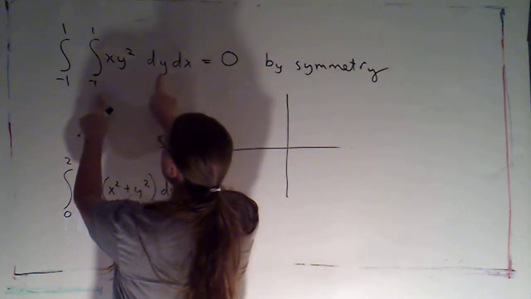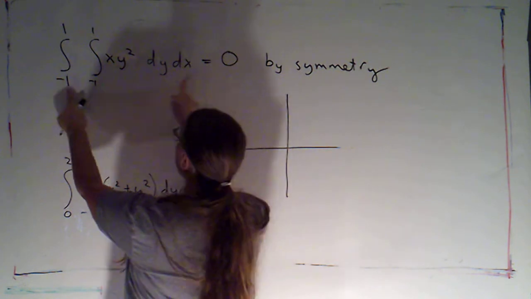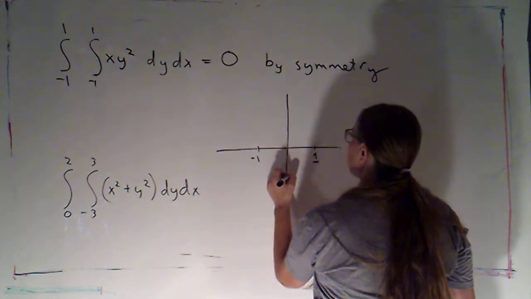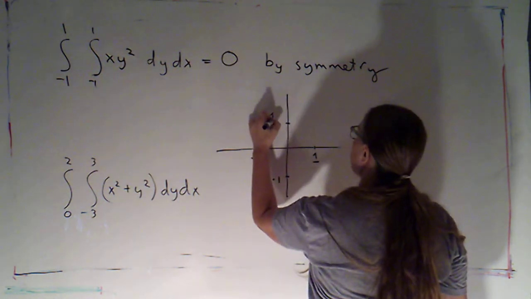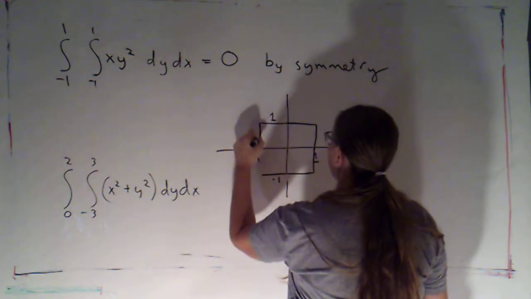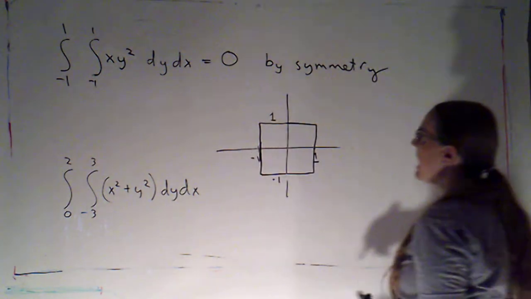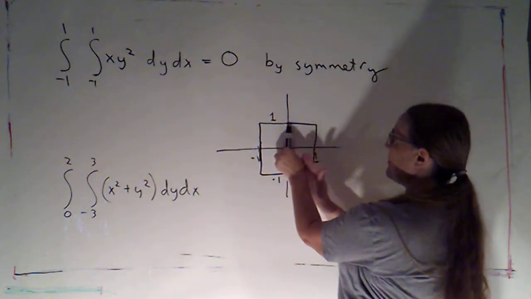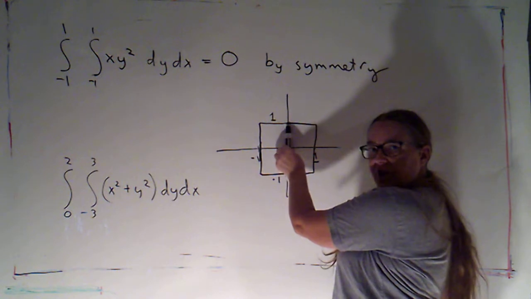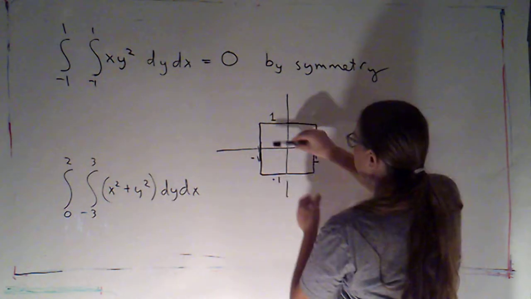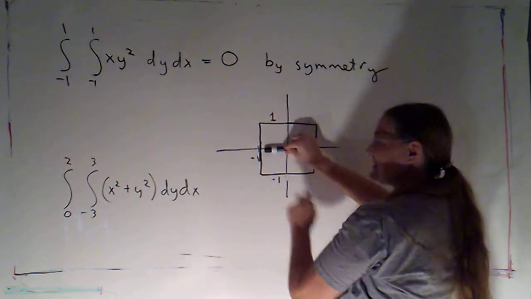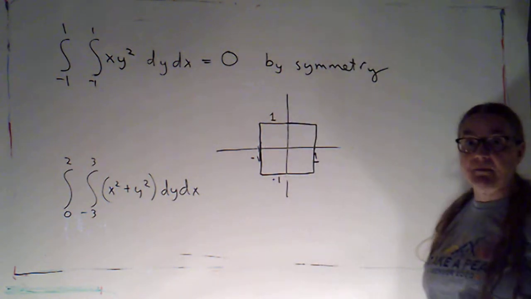So I can see over here y is varying from -1 to 1, and so is x. So we're basically just integrating over this square in the xy plane. Now that square has some very nice symmetry to it. I can see it's symmetric about the y-axis. The left side is exactly the same size and shape as the right side. It's also symmetric about the x-axis. The top half is exactly the same size and shape as the bottom half.